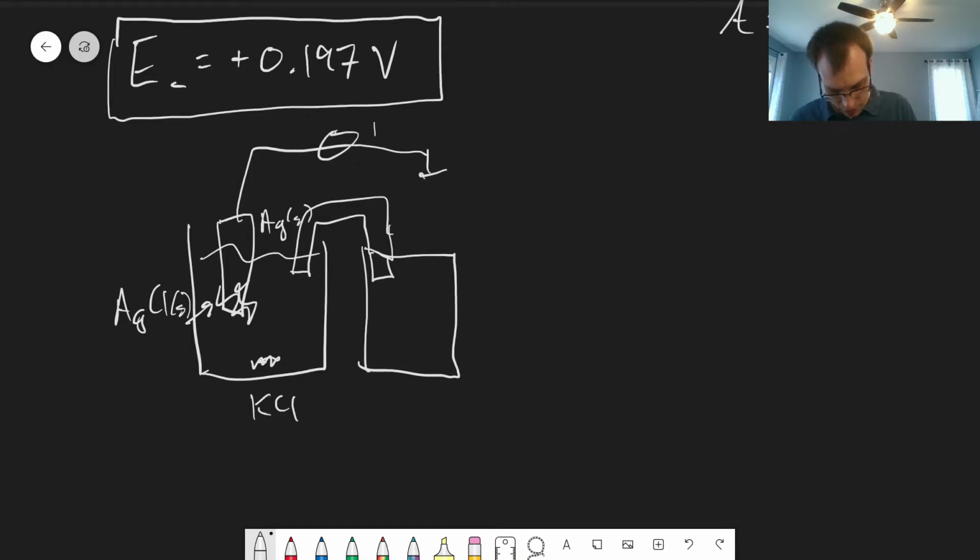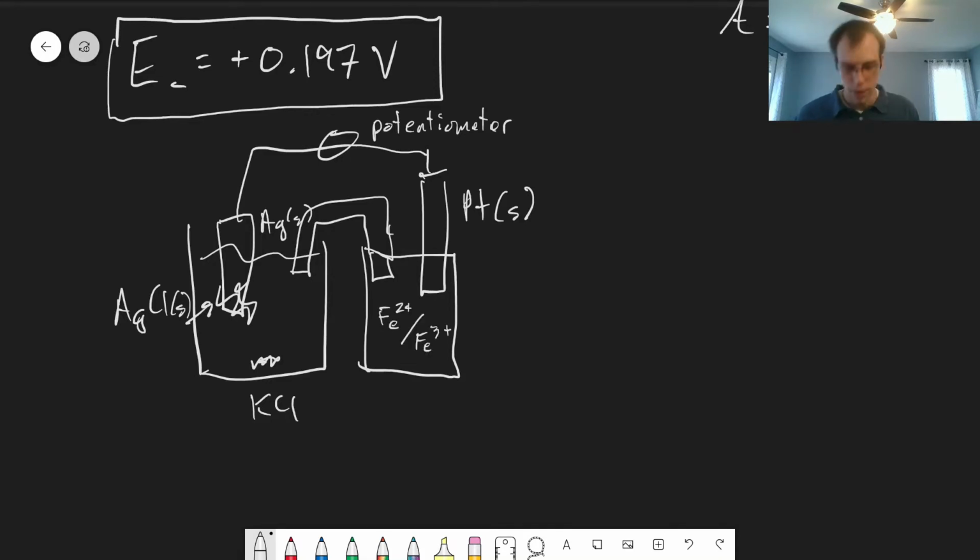There's a potentiometer here. And this is connected to a platinum wire. And we have a mixture of iron 2 plus and iron 3 plus in solution. So how can we use this to find out something about this iron 2 plus and iron 3 plus? Since there are two things there, we actually have two unknowns, so we can't find the concentration of just one of these, but we can find the ratio of the concentrations.